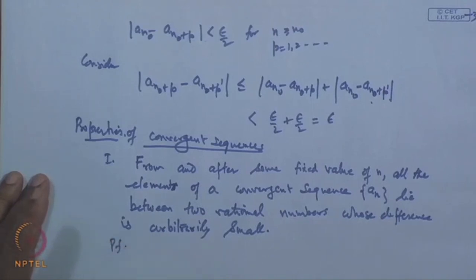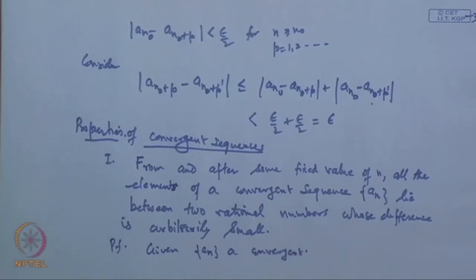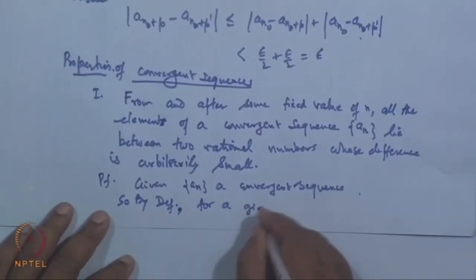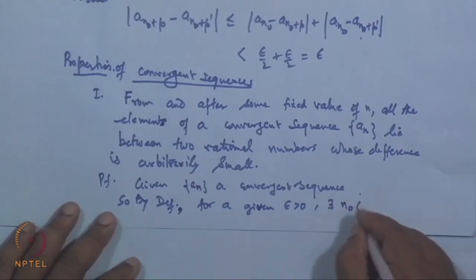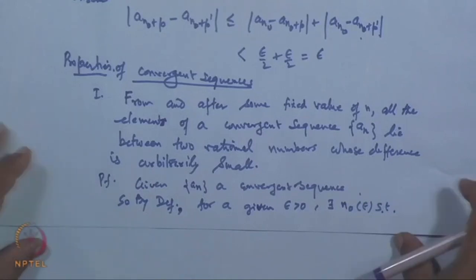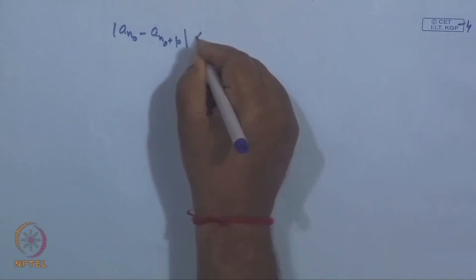So, given a n be a convergent sequence, by definition, for a given epsilon greater than 0, there exists an n naught, which depends on epsilon of course, such that the difference between a n naught minus a n naught plus p is less than epsilon for p equal to 1, 2, 3 and so on, by definition.